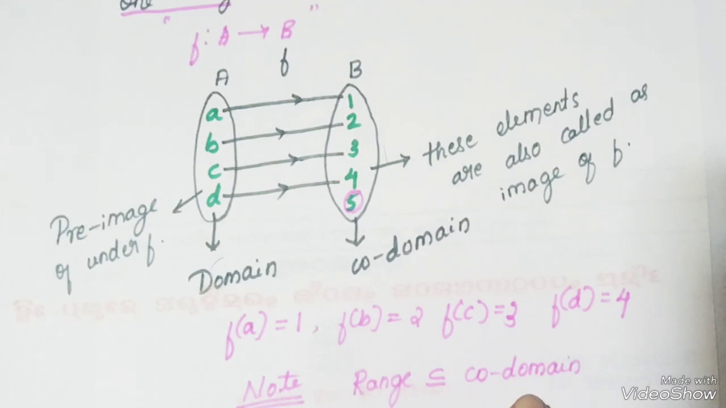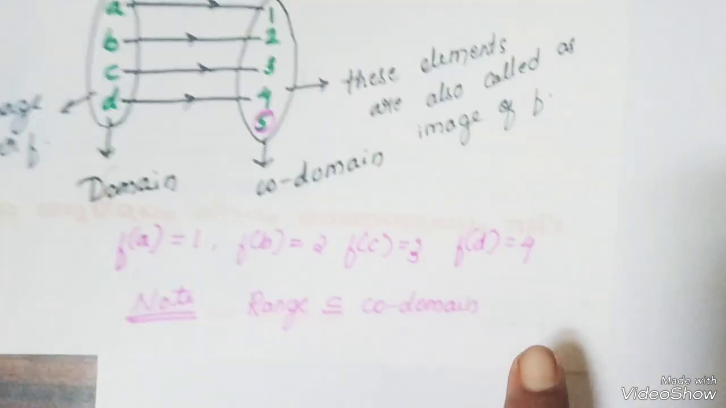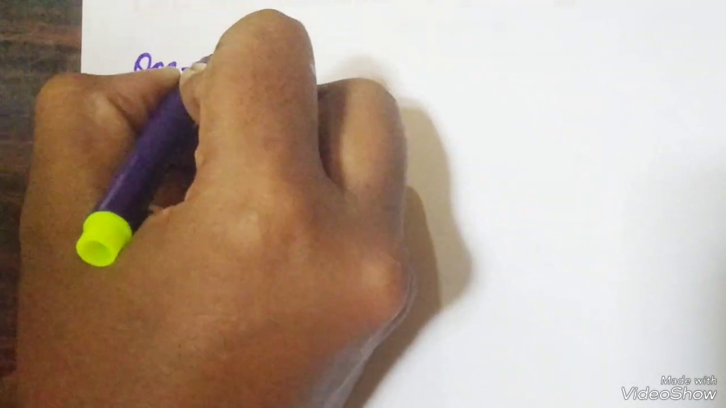Okay, next, for our discussion, we now consider the definitions of one-one function, many-one function and onto function. Let me discuss these functions. Now, first one is one-one function.